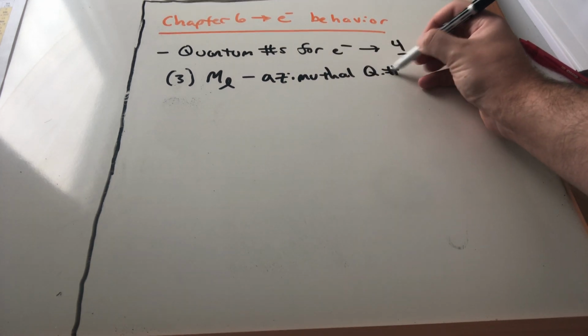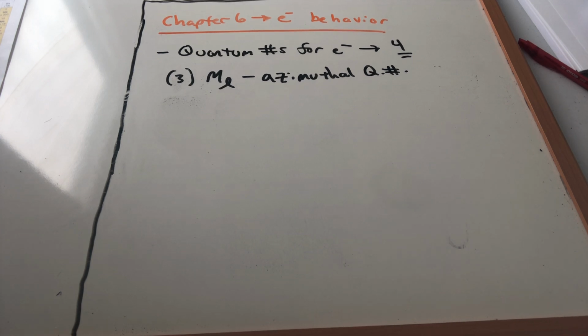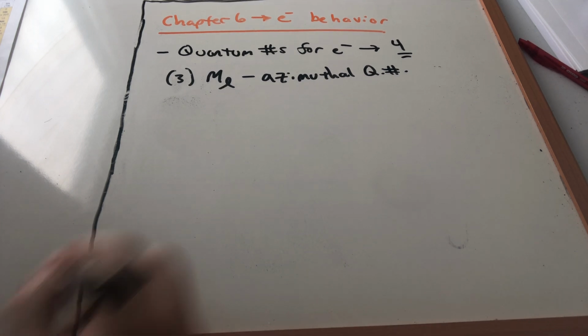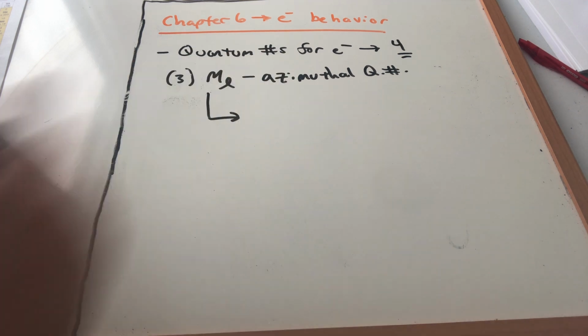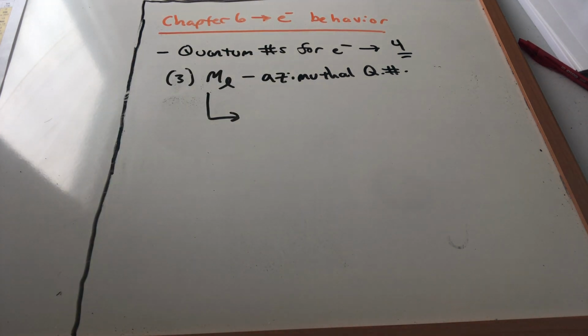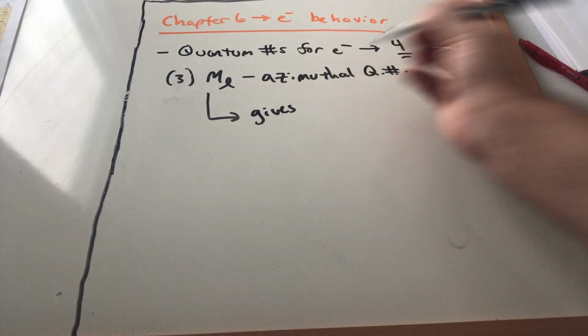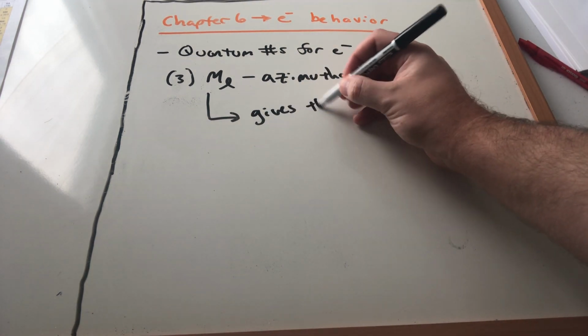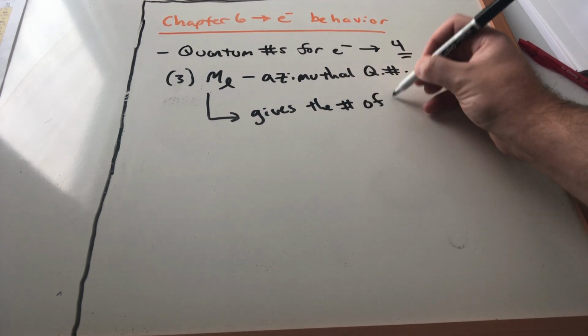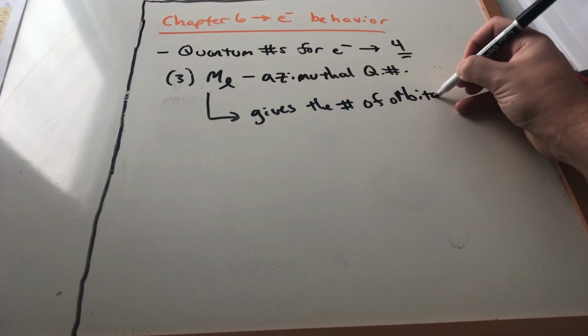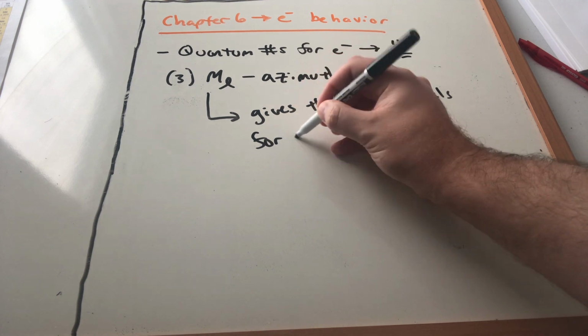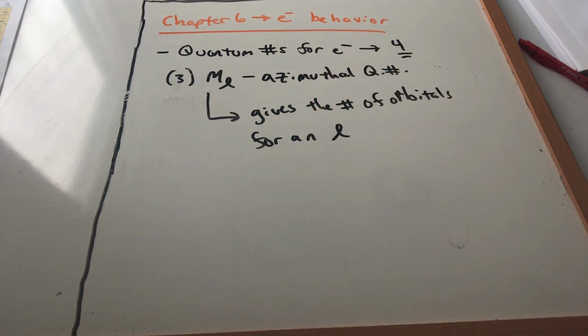And again, there are some mathematical reasons why we call that the azimuthal quantum number, but that's not important for us this semester. What the real-world implication of the azimuthal quantum number is, is that it gives the number of orbitals for a given L.